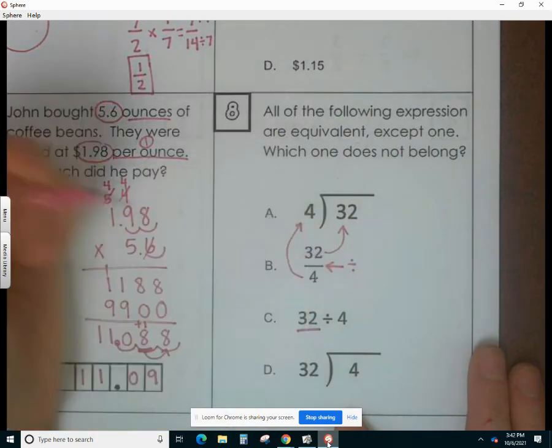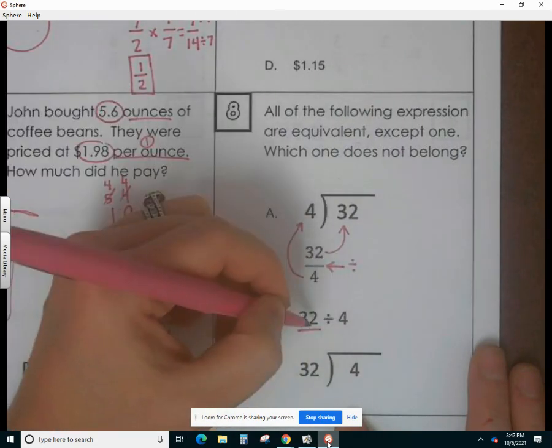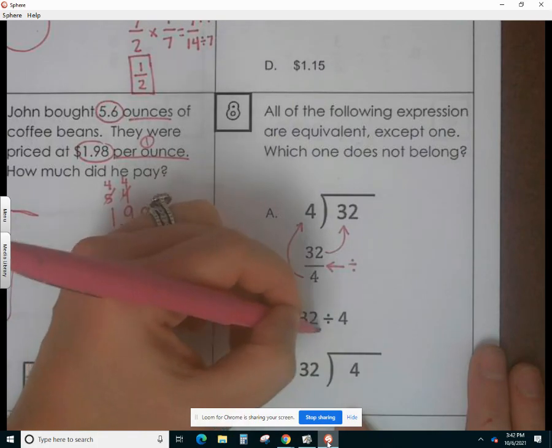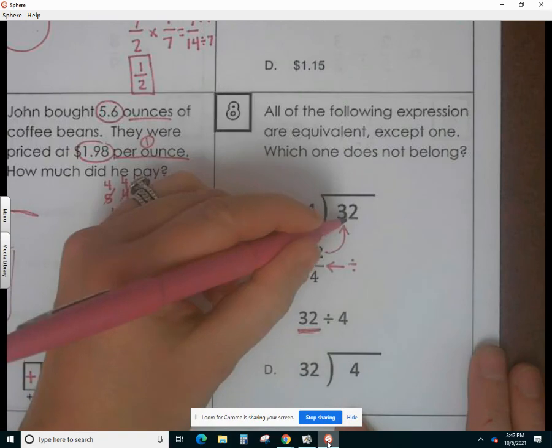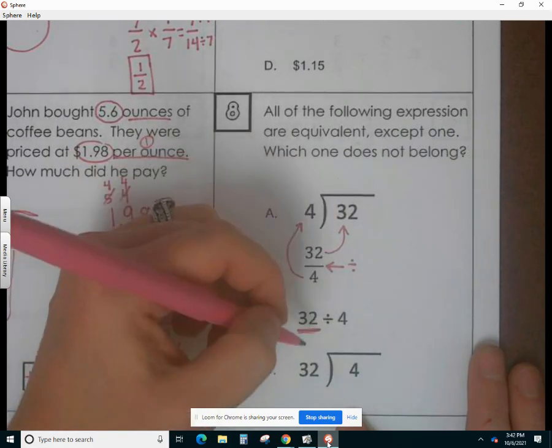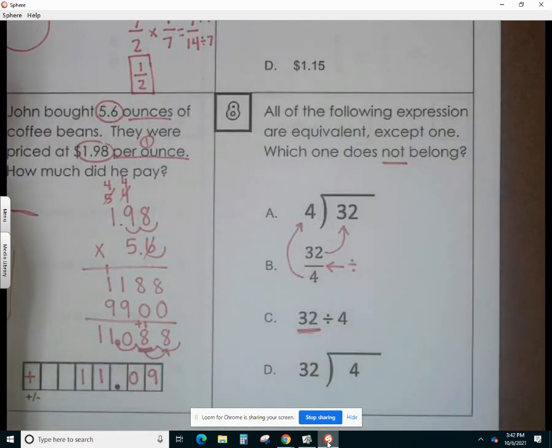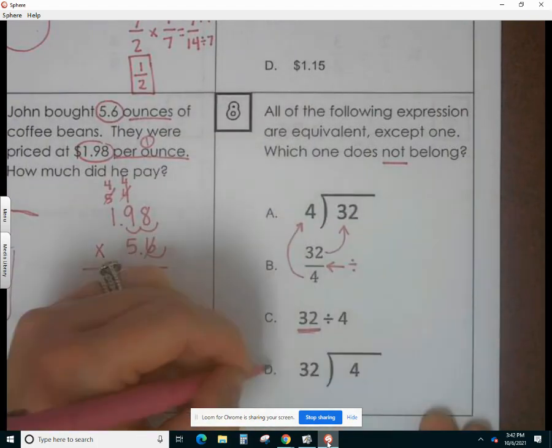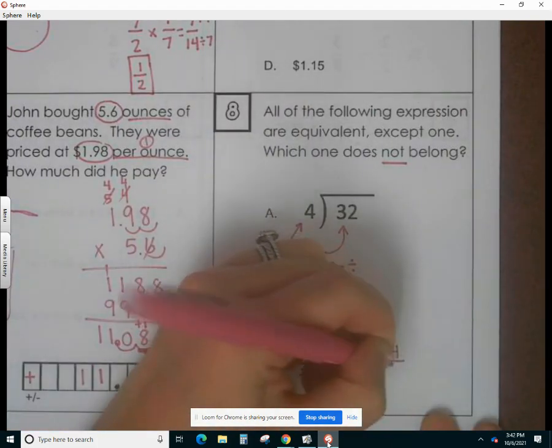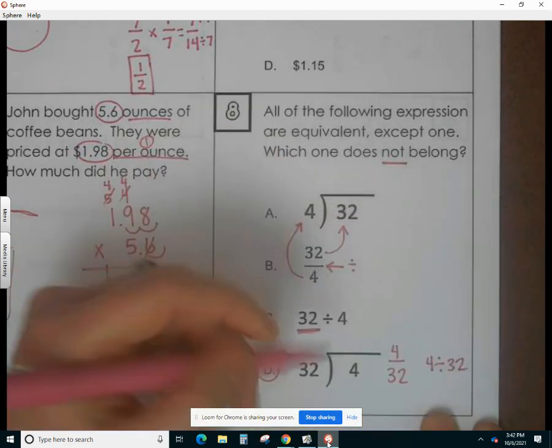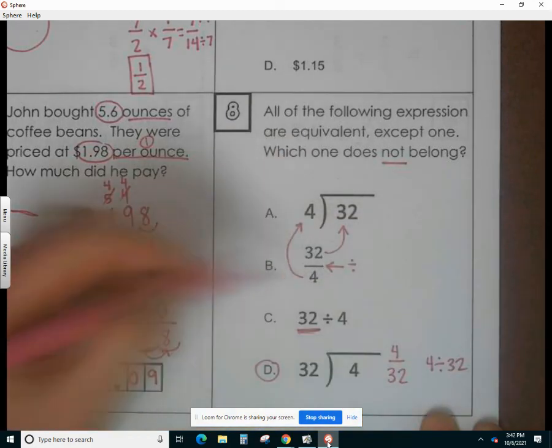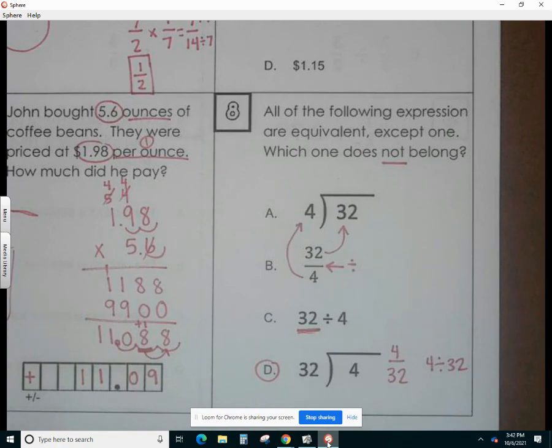Remember that if we're putting this into the house division symbol, this one goes in first. And so this also matches that. This one's going in, this one's staying out. It asked us which one does not match, which one does not belong. And so it's D, because this would be 4 over 32, or 4 divided by 32. And the rest of them were all 32 divided by 4.